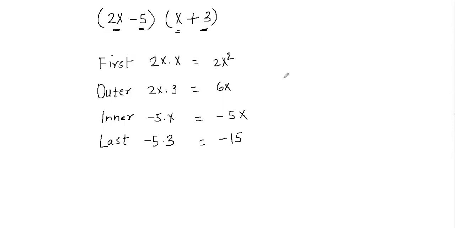So let's start with 2x squared, because that's the highest exponent that we have. Then I have a positive 6x, then negative 5x, and then negative 15. Notice that these two are like terms, so we can combine them. We'll write 2x squared. 6x minus 5x is 1x, so we can just put x instead of 1x, and then minus 15. So my final answer will be 2x squared plus x minus 15.